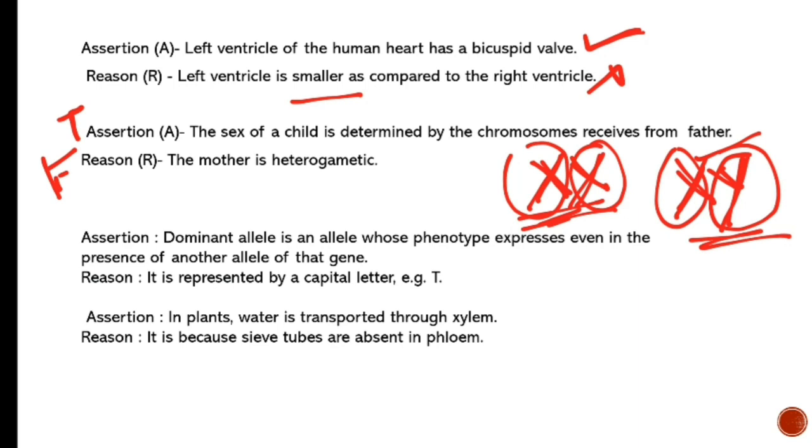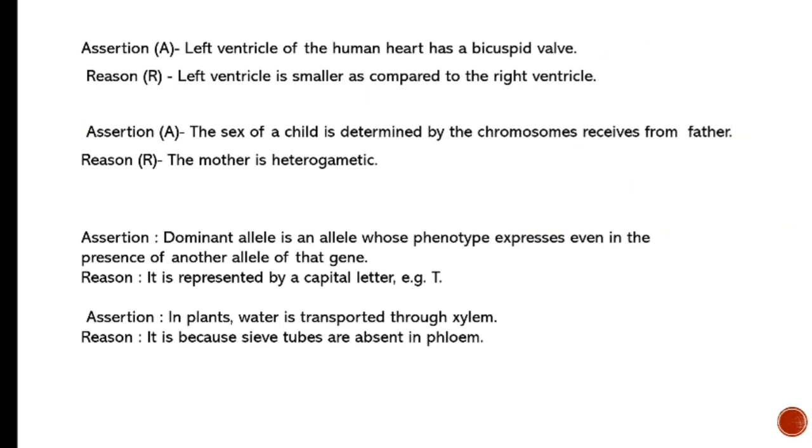Assertion: dominant allele is an allele whose phenotype expresses even in the presence of another allele of that gene. Reason: it is represented by a capital letter T. So here you can see that both assertion and reason are true, and reason is the correct explanation of the assertion.